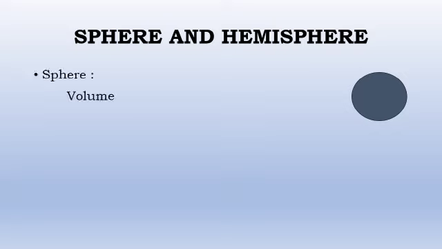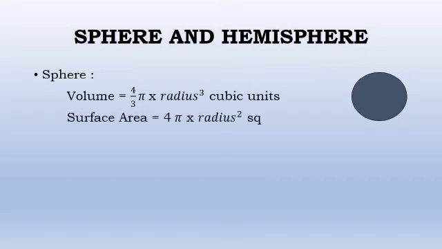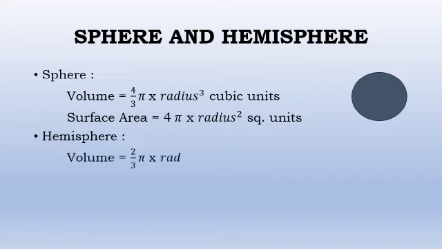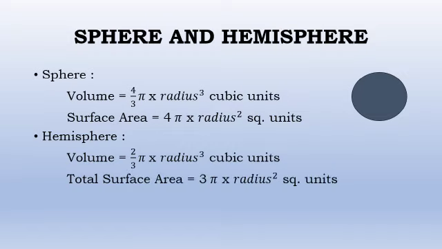Volume of sphere is given by 4 by 3 pi radius cube. Surface area of sphere is given by 4 pi radius square. Volume of hemisphere is given by 2 by 3 pi radius cube. Total surface area of hemisphere is given by 3 pi radius square.